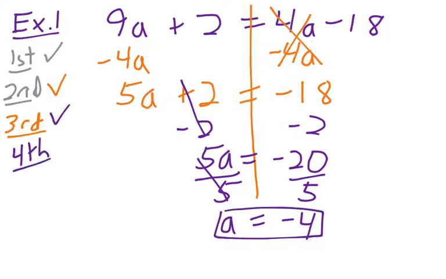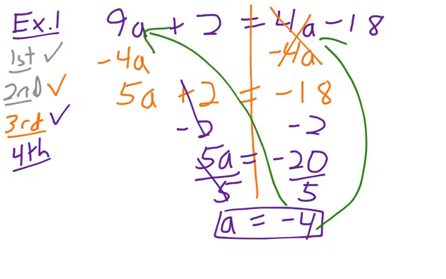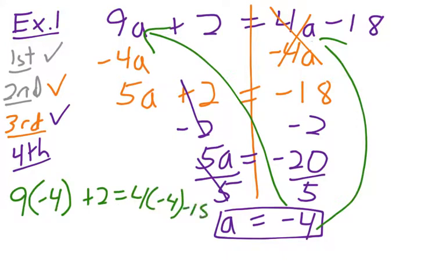Almost done. We finished the third step. Remember, our fourth step is just to check it. So we want to make sure that our answer makes sense. So I'm going to plug it back in. I'm plugging in that negative 4 for a and that negative 4 for my a over here. So it would be 9, I'm going to use parentheses when I do that. 9 parentheses negative 4 plus 2 equals 4 parentheses negative 4 minus 18.